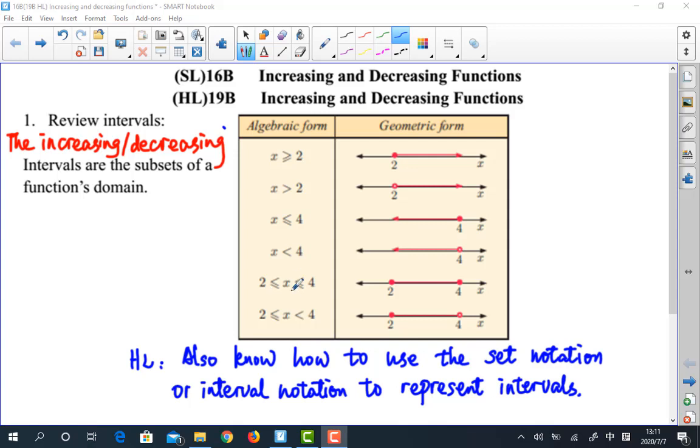x is between 2 and 4 inclusive. So all the numbers between 2 and 4, and both 2 and 4 have the equal signs, so 2 and 4 are closed dots on the number line. x is greater than or equal to 2 but less than 4, no equal sign on 4. So all the numbers between 2 and 4 can be taken; 2 is included, 4 is not included. Therefore 2 is the closed dot and 4 is the open circle or open dot.